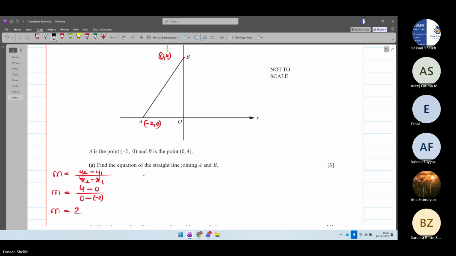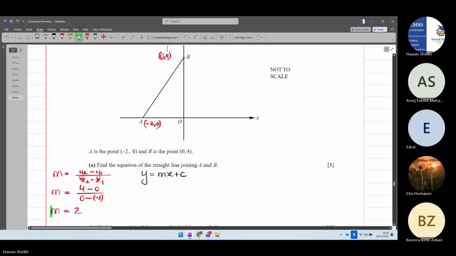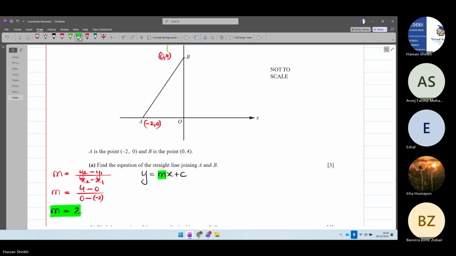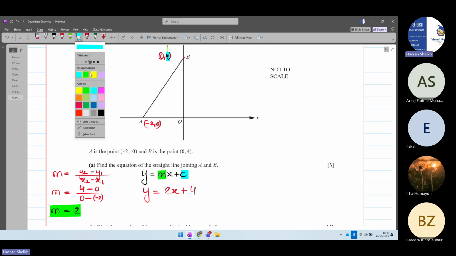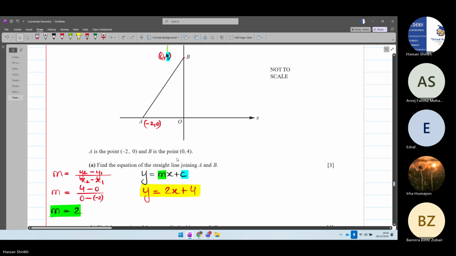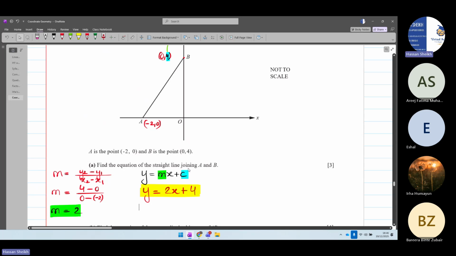Now we need to apply y equals mx plus c. Do we have c here? Yes, students, do we have c here? Yes, c is already there in the graph. Sometimes when the graph is given, you have to do less work. If the graph is given, is that the equation of the line AB? Yes. Okay, so we are done with part A.